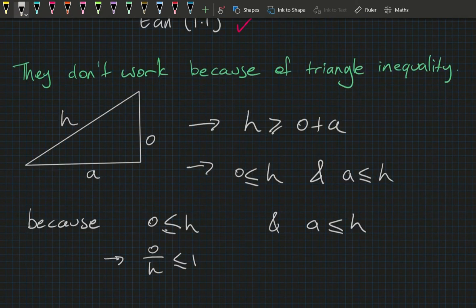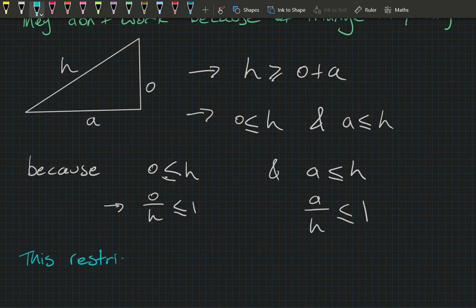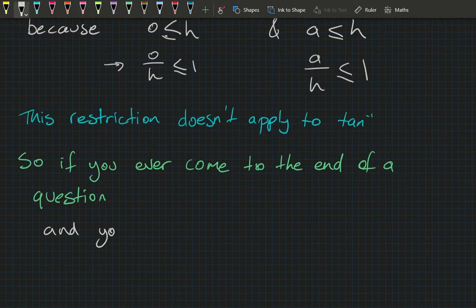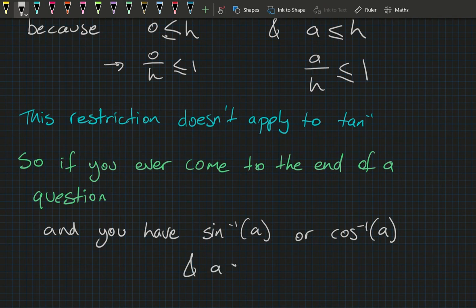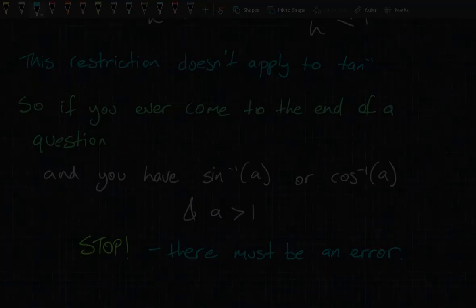And the same for the adjacent. But this restriction doesn't apply to the opposite or the adjacent. So therefore this restriction doesn't apply to tan to the minus 1. So if you ever come to the end of a question and you have sine to the minus 1 of A or cos to the minus 1 of A, and A is greater than 1, then you should stop right there because there has to be an error.